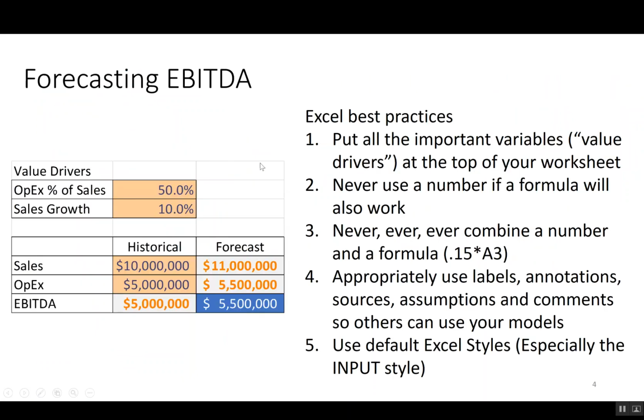So here's what we've created, a financial model that has value drivers up top. I did not combine any numbers and formulas. That's the best practices number 2 or number 3. I used labels, sales, historical, forecast, OPEX, percent of sales, and so forth. And I used Excel's default styles.